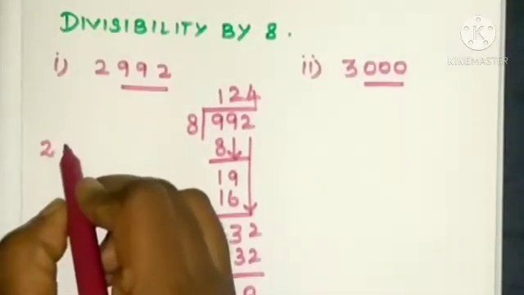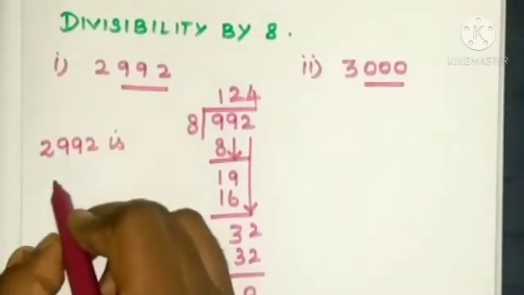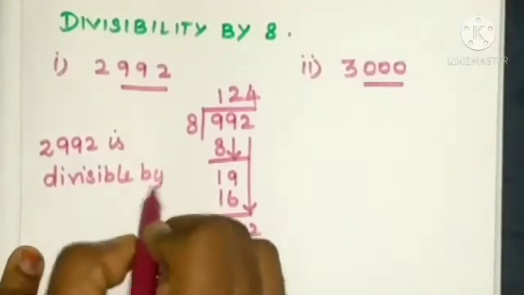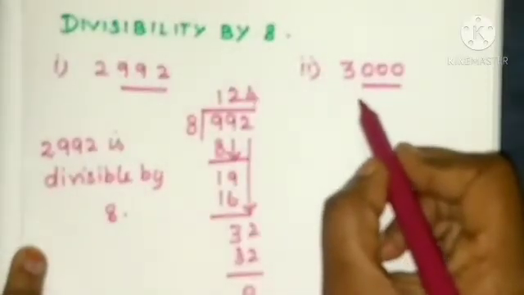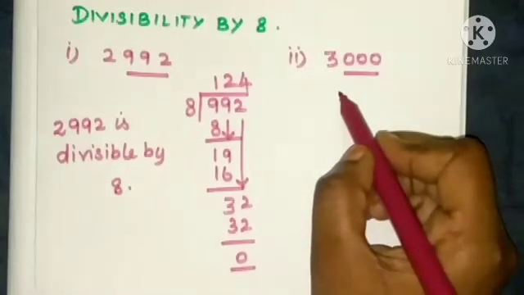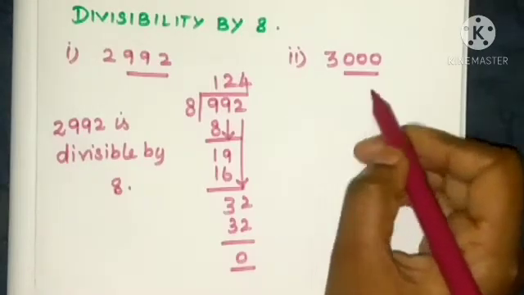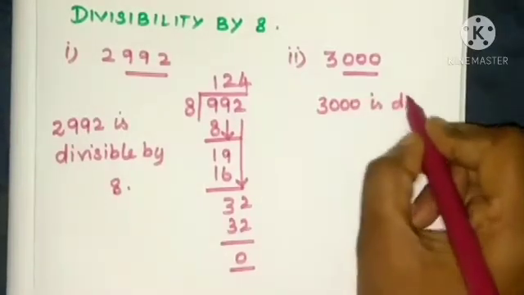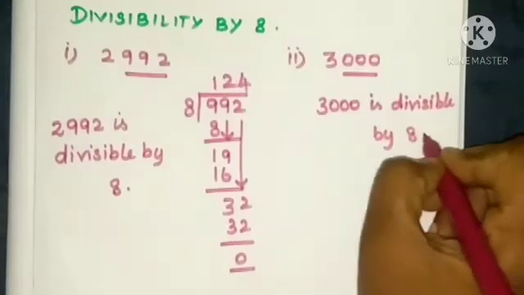So 2992 is also divisible by 8. Then find for 3000. If the last 3 digits of a given number are zeros, then also it is divisible by 8. So 3000 is divisible by 8.